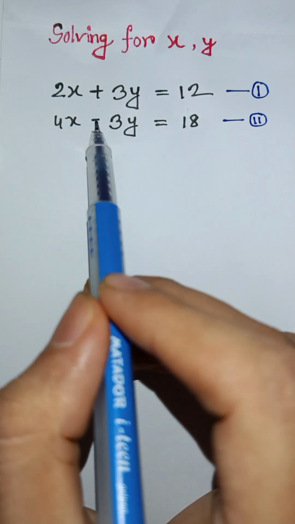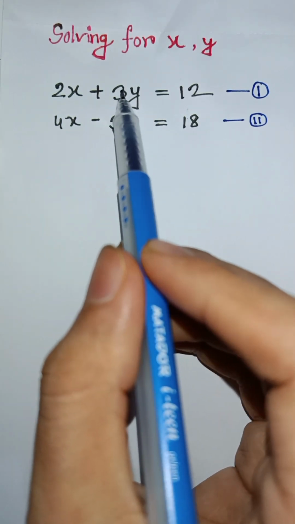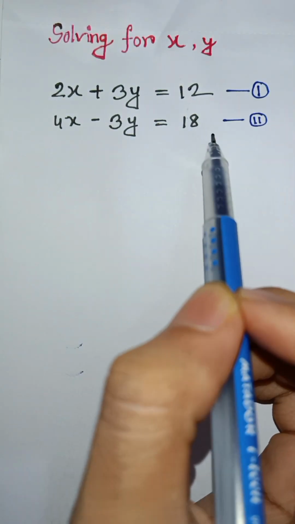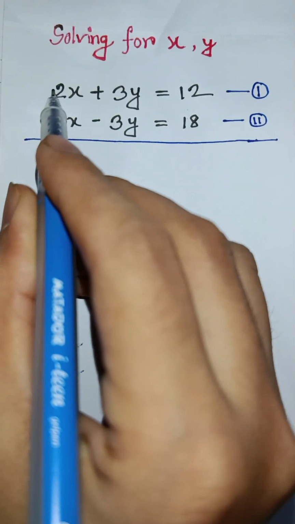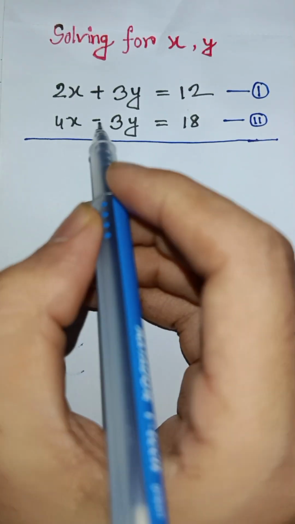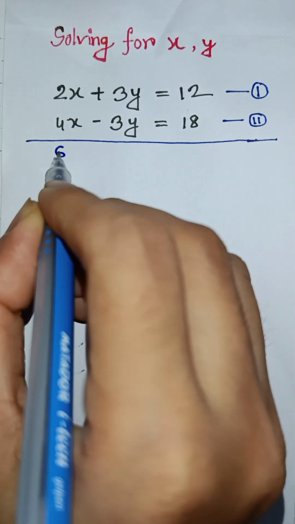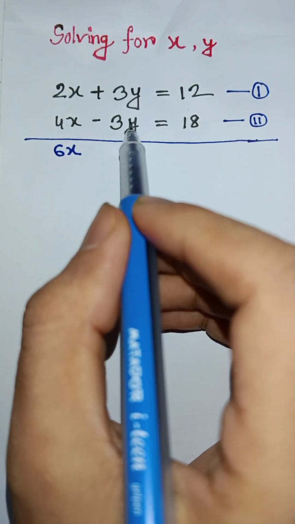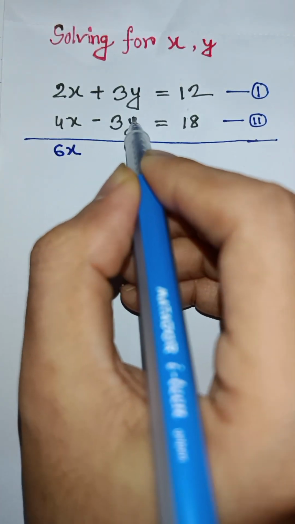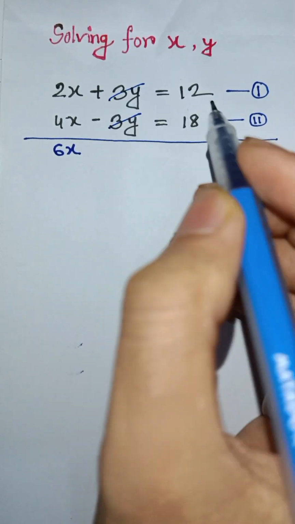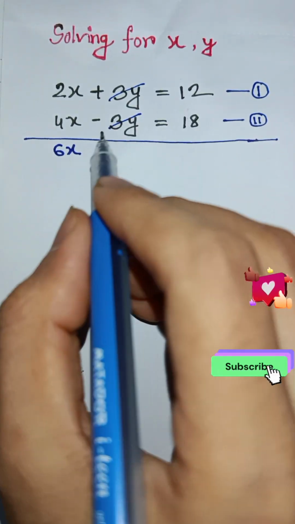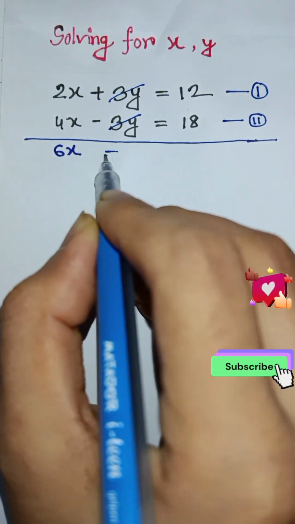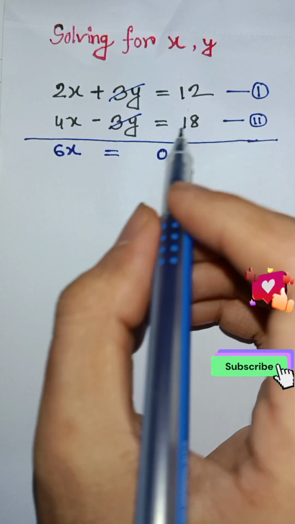plus 3y, minus 3y, gone off if we add these two equations. So here 2x plus 4x equals 6x. Positive 3y, negative 3y are gone off. Okay, so we have left 6x equals 12 plus 18 equals 30.